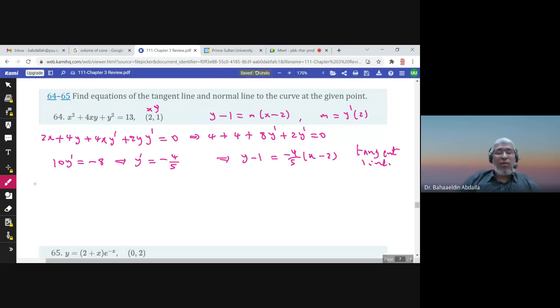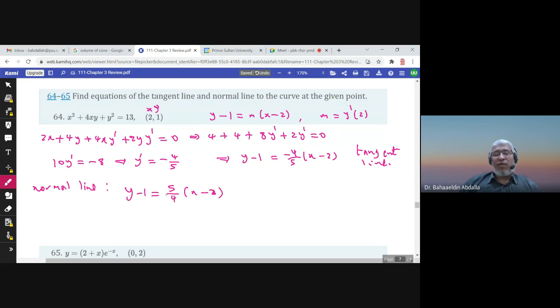Well, for the normal line, we know that the normal line is perpendicular to the tangent line. So the slope, they all pass by this point. So I have the same equation, but the slope is different. The slope of the normal line is the negative reciprocal of the slope of the tangent line.